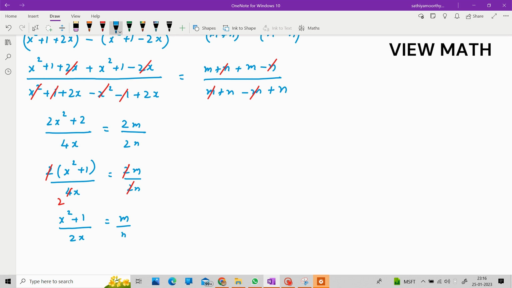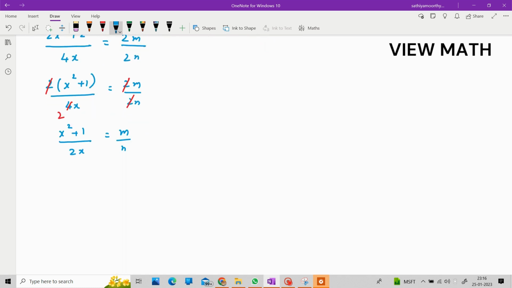Now let me cross multiply. n into x square plus 1 is equal to 2mx. Now n is equal to 2mx by x square plus 1. So we have found out n in terms of m and x.